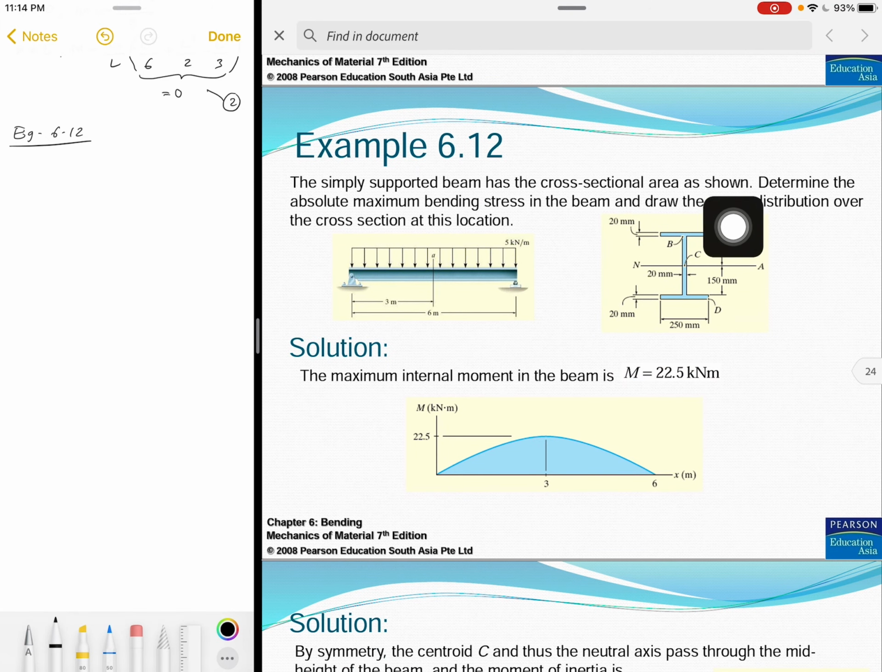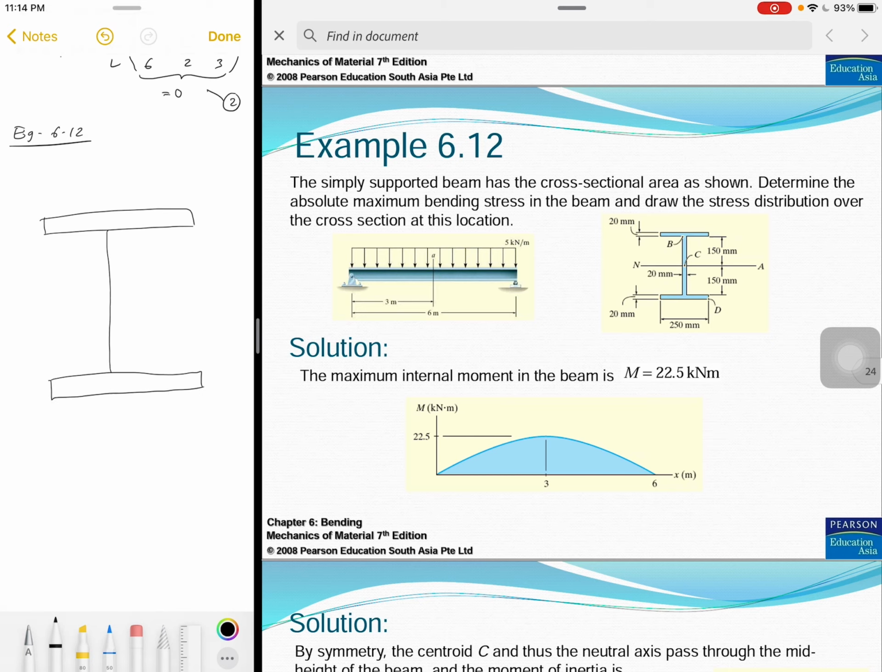So this is the cross section. Actually, even though this cross section is quite complex, it's not very difficult. You can divide this cross section into three, which is, if I draw right here, this is the first one, the second one, and the third one. So this is three rectangular shapes, and for rectangular shapes, we know how to calculate the I, the moment of inertia.